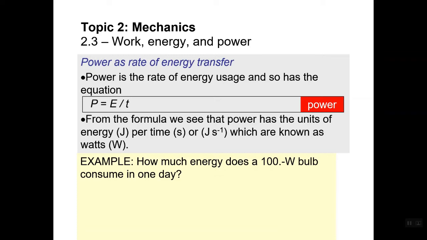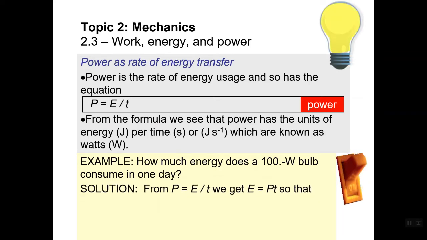The unit of time is second. So power equals energy over time. The question is asking for the energy, so we rearrange the equation, and energy equals power times time. Power is 100 watt, and the time is 24 hour.